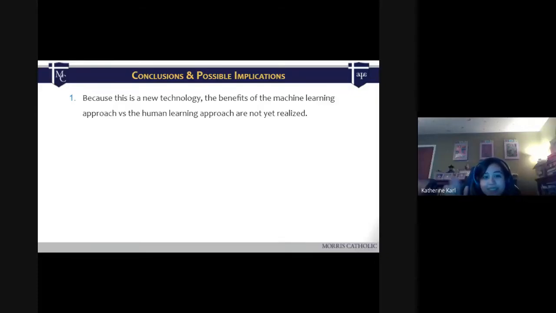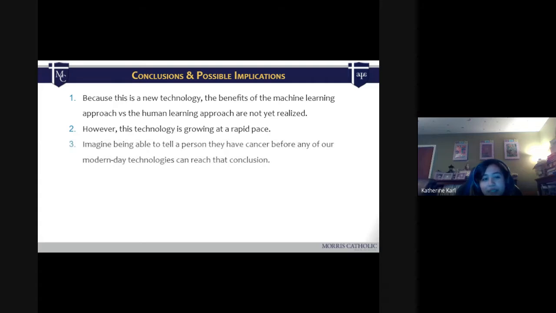This is all new. Benefits of machine learning have not been fully realized, but this is growing. This field was budding in the early 2000s and still hasn't reached its full potential. But basically, what it could do is tell a person if they have cancer or not before any of our modern day methods could reach that conclusion.